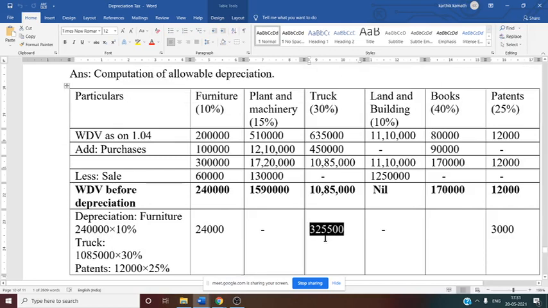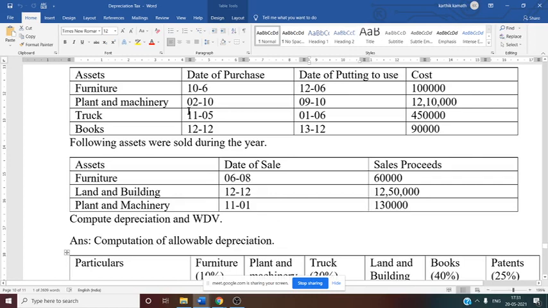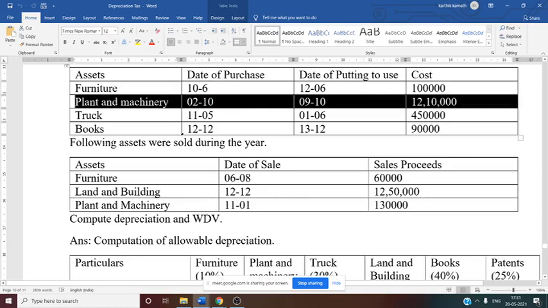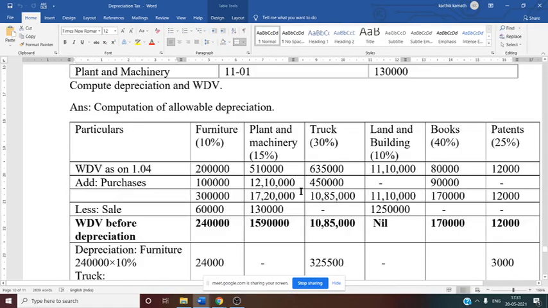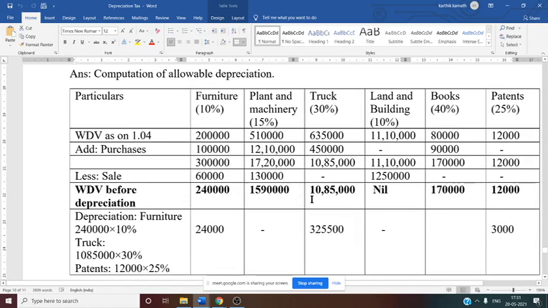That is under truck. So what about plant and machinery? Plant and machinery, they have given you the purchases, but it is less than 180 days. That is why this we will calculate separately. Plant and machinery will be calculated separately. Then what about book? Book is also less than 180 days. So that is why we need to calculate separately. So plant and machinery separate, book separate, land and building is not there.